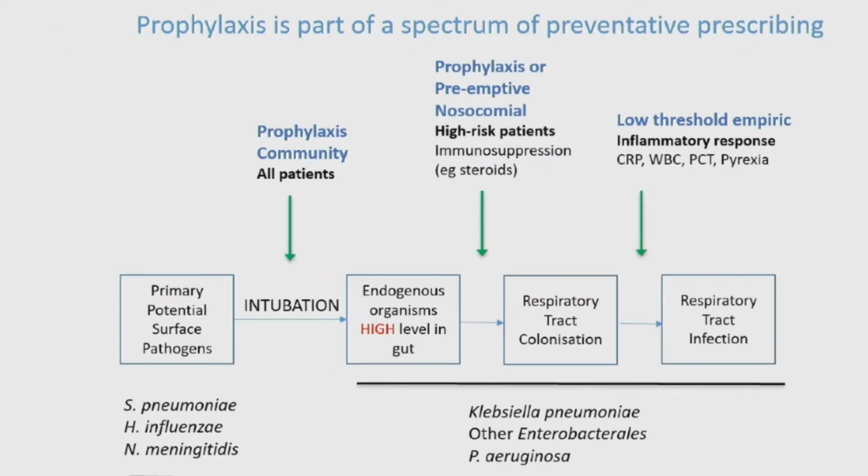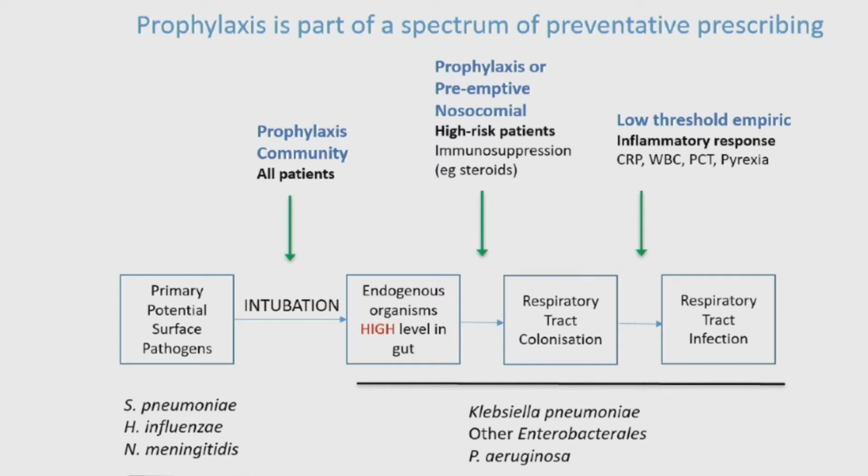Now, prophylaxis is a part of the spectrum of preventive prescribing. This is to prevent bacterial infections in COVID-19 pneumonia. Now, this can be done at various levels. The first is at the time of intubation. These are the potential pathogens that are already present. So you give a prophylaxis for the community organisms.